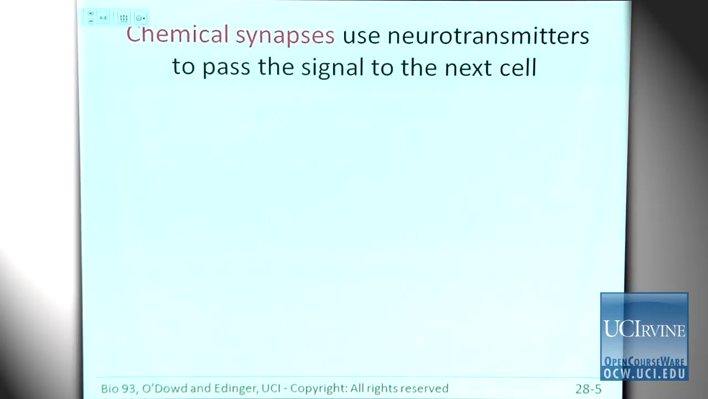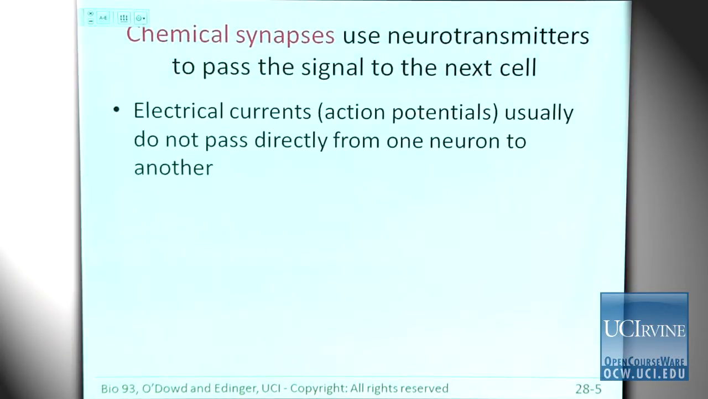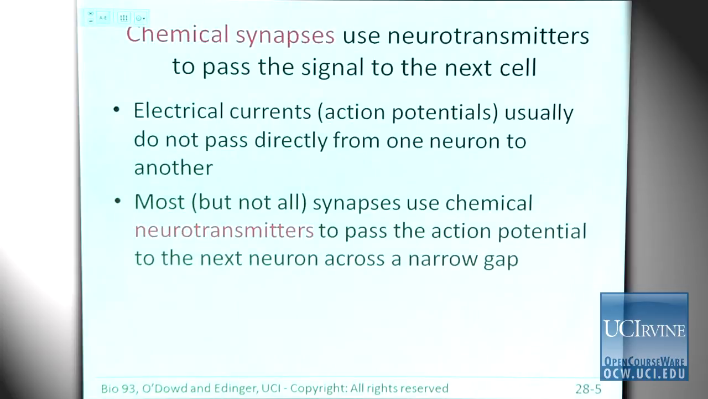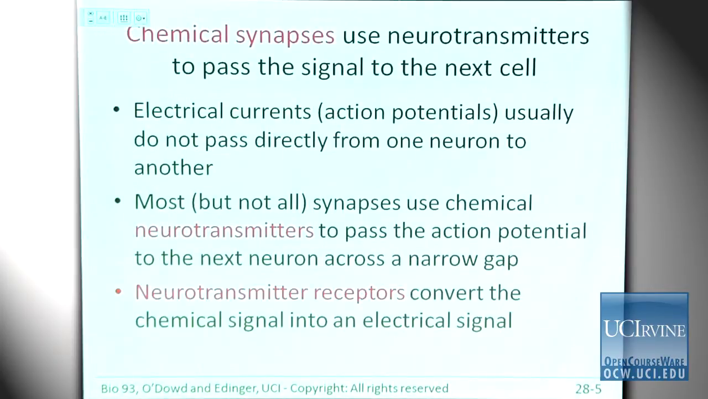Today we're going to spend a fair amount of time talking about chemical synapses. In most cases, when a neuron passes a signal to another neuron, it's not passing electrical current or action potentials. What happens is that in most synapses, chemical neurotransmitters are released and pass the action potential onto the postsynaptic neuron across a narrow gap, which you'll see on the next slide. The neurotransmitter receptors in the postsynaptic cell then convert the chemical signal to an electrical signal.